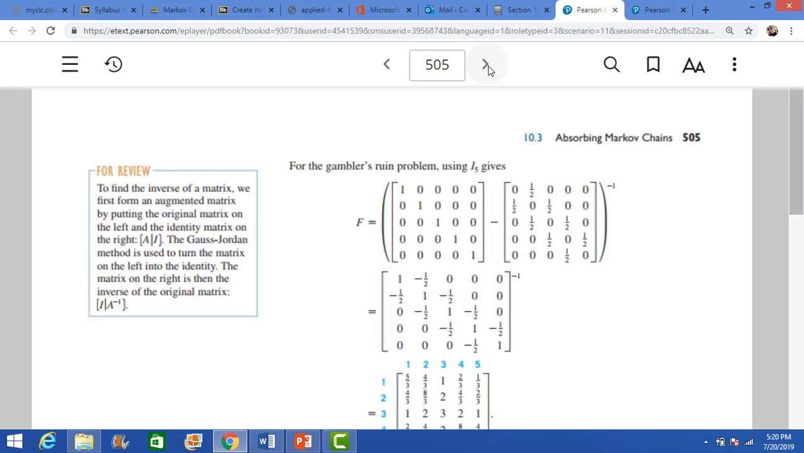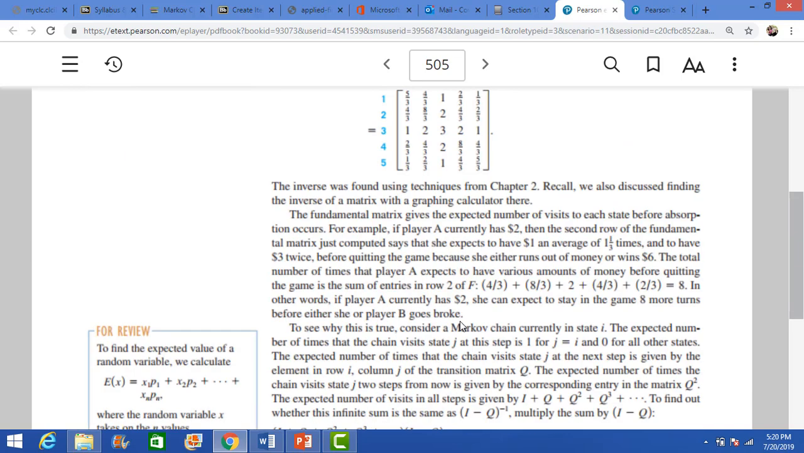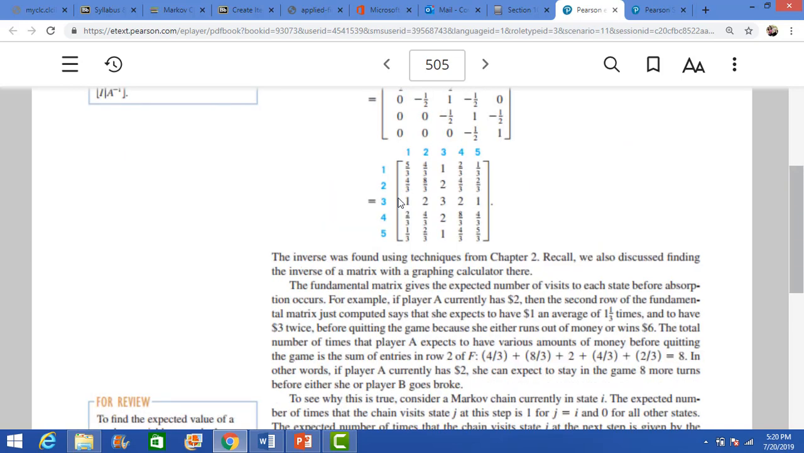Now if we look at the gambler's ruin, we look at the identity matrix I5, since Q is a 5 by 5 matrix. Then we subtract these two, and then we take the inverse of these. So we end up with the inverse of this, and the inverse matrix ends up being this. You remember how to take the inverse of a matrix. Either use your calculator at this point, but make sure you know how to do it.